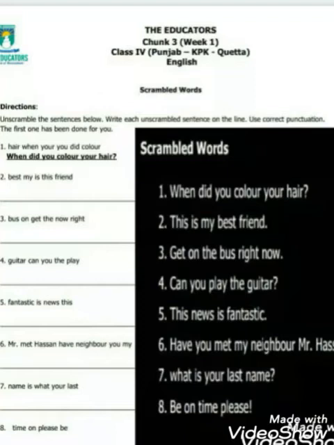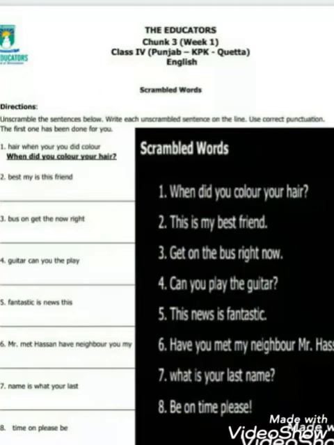Look at sentence first. Here, when you did color. When did you color your hair? Capital W, and this ended with a question mark. Number 2. Best my is this friend. This is my best friend. Capital T and a full stop. Number 3. Bus on get the now right. Get on the bus right now. Capital B and a full stop.